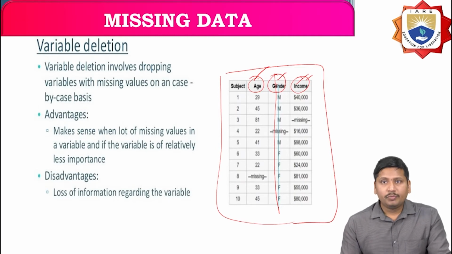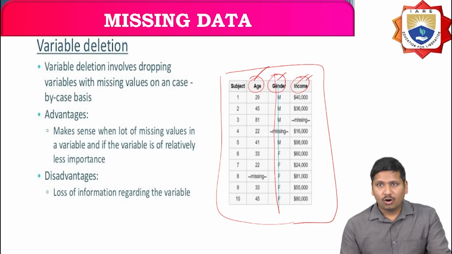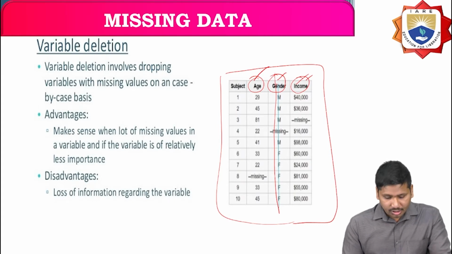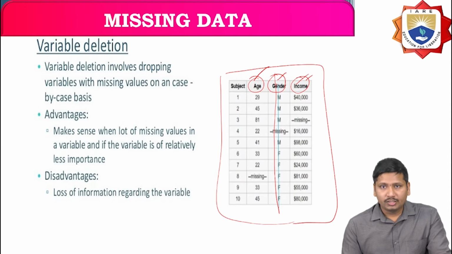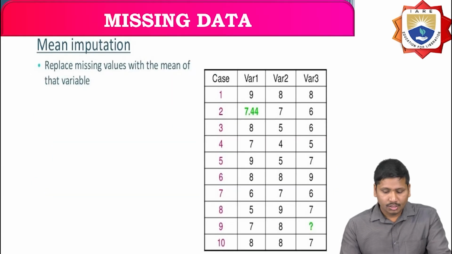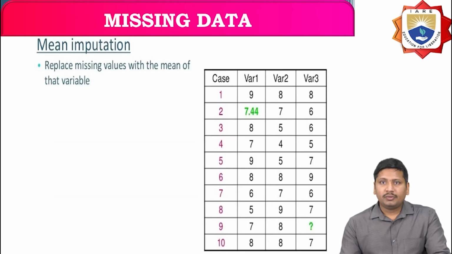right? So in variable deletion, we drop the variables with missing values on a case-to-case basis. The advantage is that it makes sense when a lot of values are missing in a variable of low importance, and the disadvantage of this method is the loss of information regarding the variable. And the next one is mean imputation.